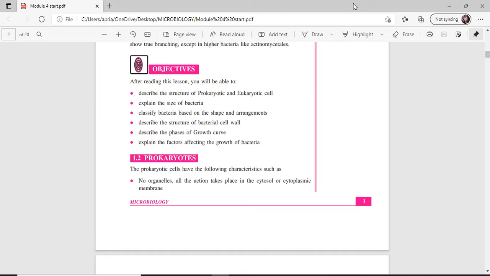Okay, our objectives here. After reading this lesson, you will describe the prokaryotic and eukaryotic cells and the differences between them. You can explain the size of bacteria. You have the classification based on shape and arrangement. You can describe the structure of the bacterial cell wall. You can describe the phases of the growth curve, which covers from the beginning of your cultivation, until they multiply, until they die. And also explain the factors affecting the growth of bacteria.